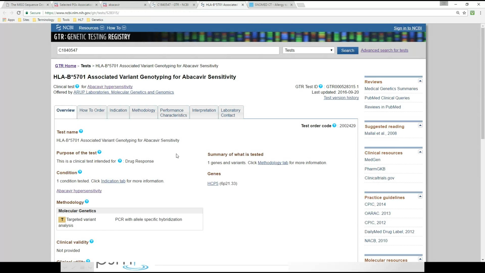are PCR with allele-specific hybridization. Okay, so PCR with allele-specific hybridization. And let's come back to that, because at this point I think it's going to be clear to you now what PCR with allele-specific hybridization is.